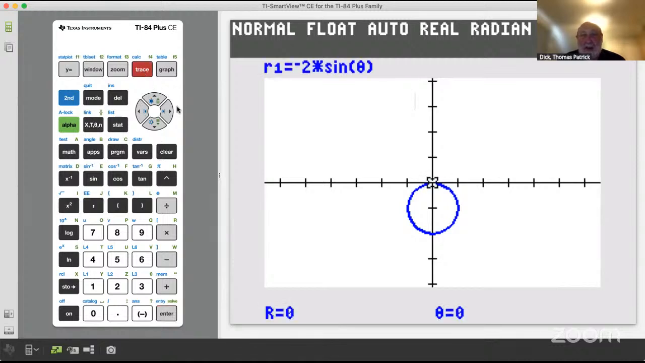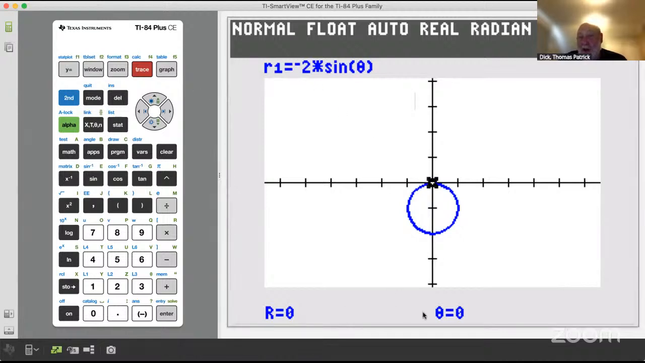All right. Now this is interesting. I should relate something that happened to me a little while earlier today when I was playing around with this. Notice that my trace coordinates are in polar coordinates. That might not happen the first time out.